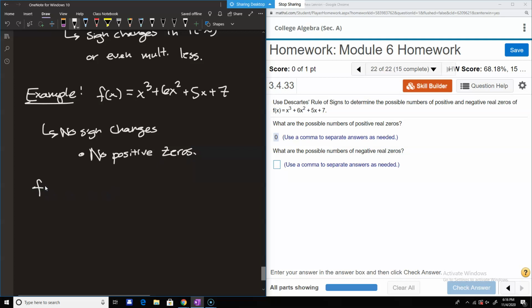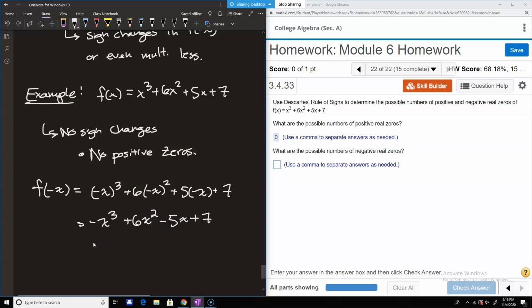Okay, now we have to do f of minus x. So that would be minus x cubed plus 6 times minus x squared plus 5 times minus x plus 7. So that's minus x cubed plus 6x squared minus 5x plus 7. So how many sign changes do we have here? Negative to positive, 1 sign change. 6 to negative 5, 2 sign changes. Negative 5 to 7, 3. So 3 sign changes.